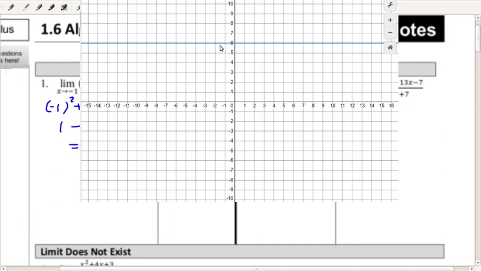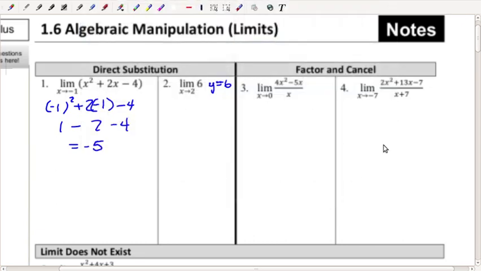So what value do we approach? Well, no matter what value we approach, we always hit a y value of 6 anywhere along the line. So this is kind of a weird one, but a no-brainer: it doesn't matter that we approach the value of 2, we're going to have our limit equal to 6.